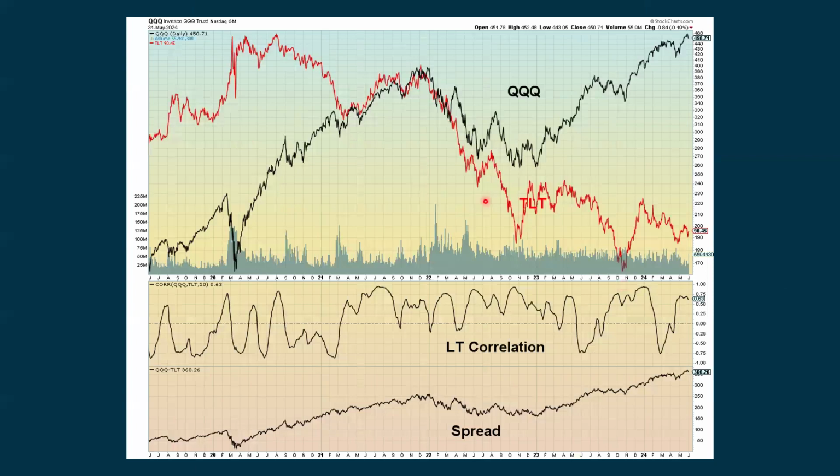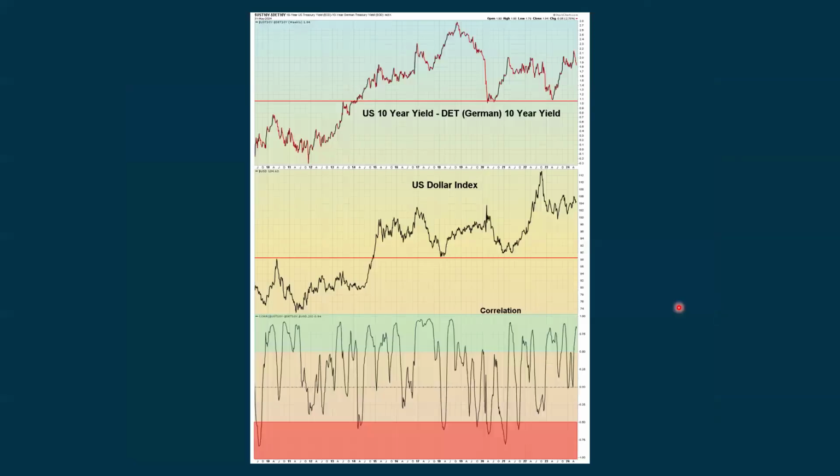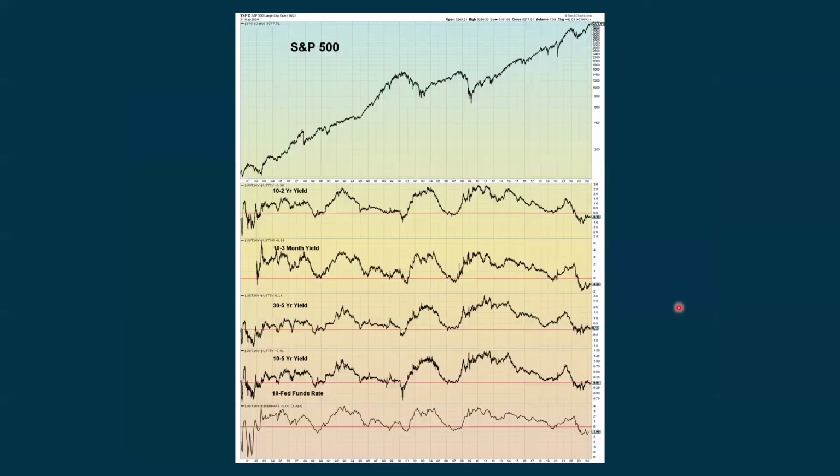And then we look at the Qs to the TLT, and then the correlation between the two. So this is the NASDAQ 100 to the long-term bond ETF. They're having a pretty strong correlated relationship. Doesn't mean they're going up or down. It just means they're tending to move in the same direction at the same time. And then here's this chart again. Isn't that nice that I included it?